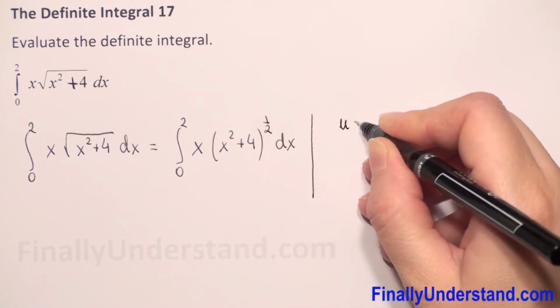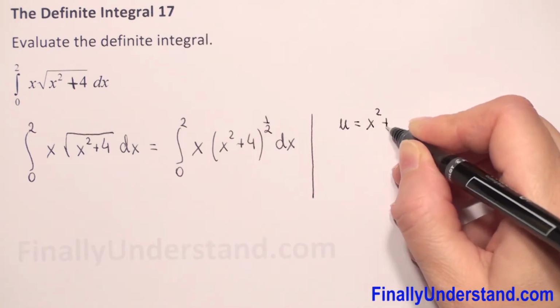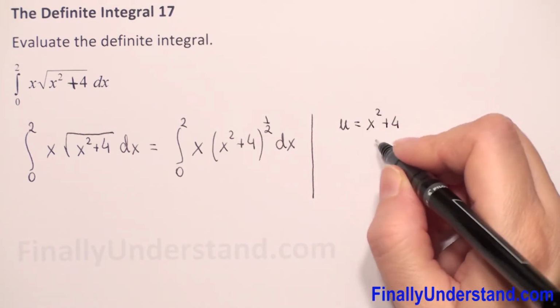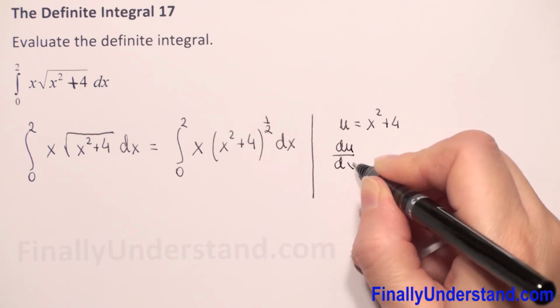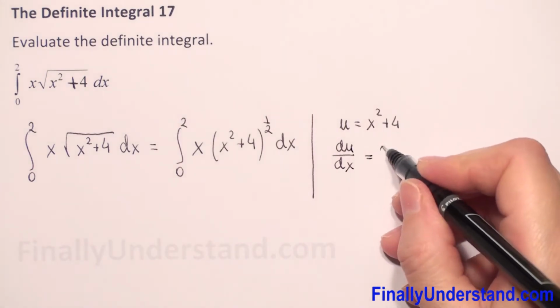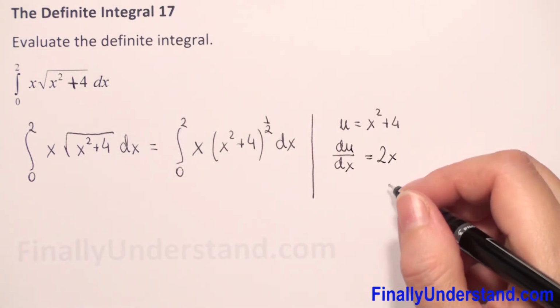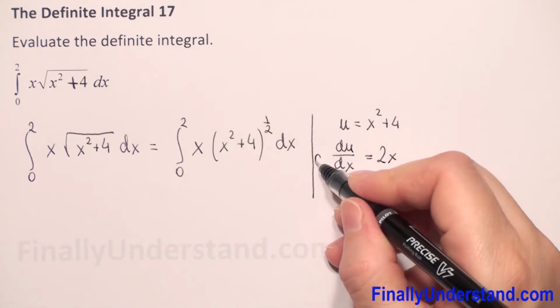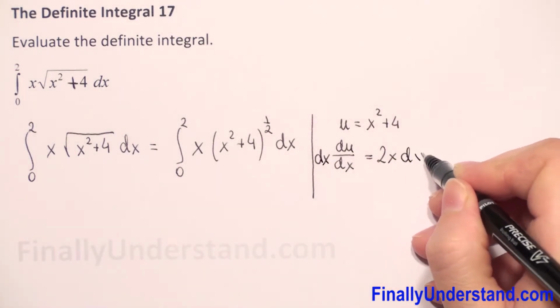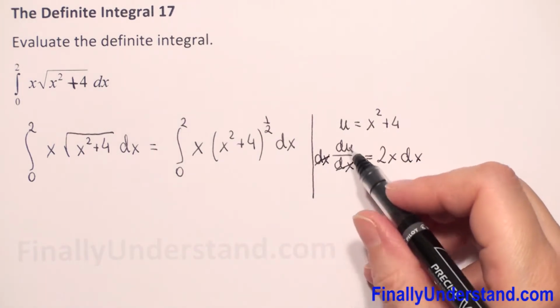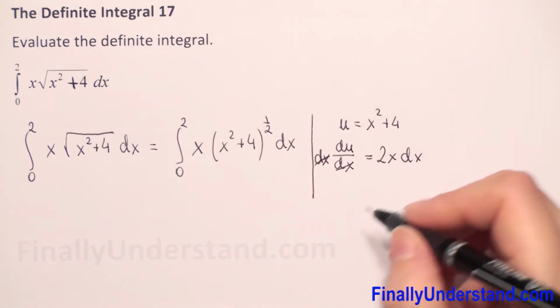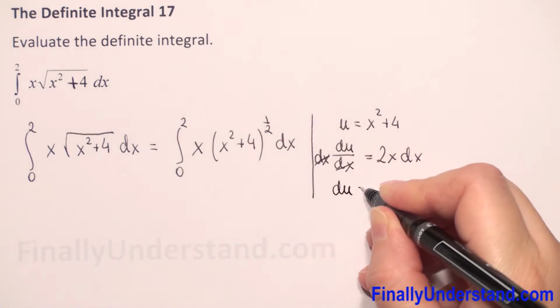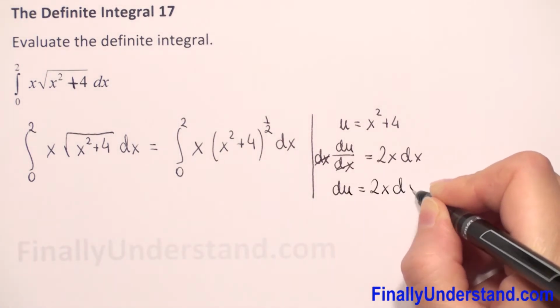Let me put u is equal x squared plus 4. Next, we have to find derivative of both sides with respect to x. du over dx is equal, derivative of x squared is 2x, derivative of constant is 0, we don't have to write. Next, I will multiply both sides by dx to reduce denominator, because when we do u substitution, we have to find du, because we cannot mix up x and u in one expression. So we have du is equal to 2x dx.